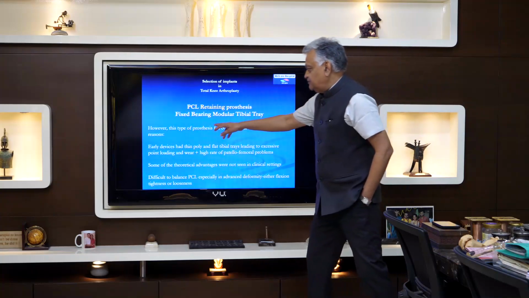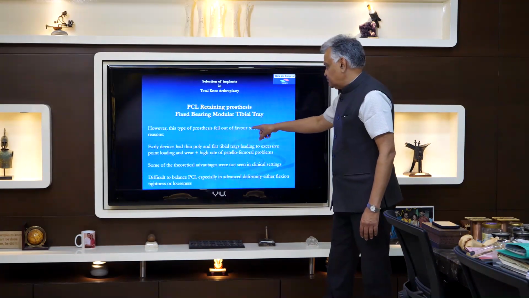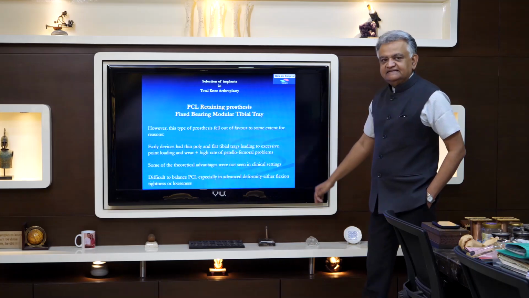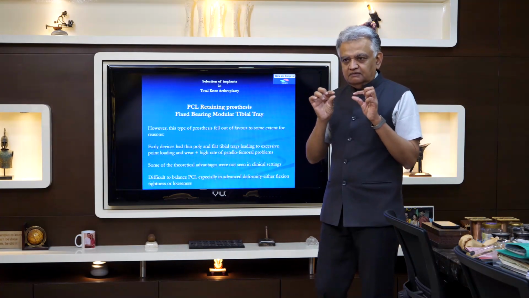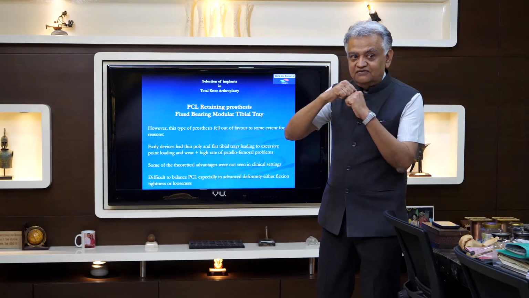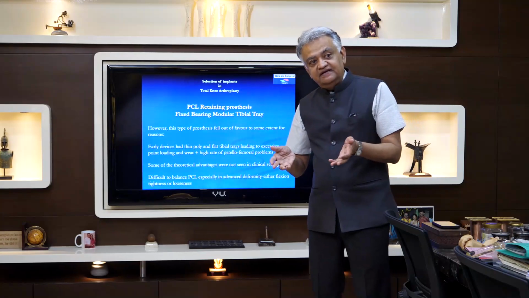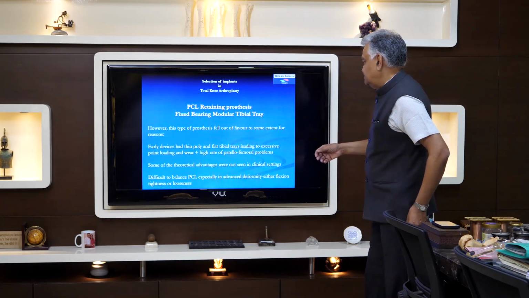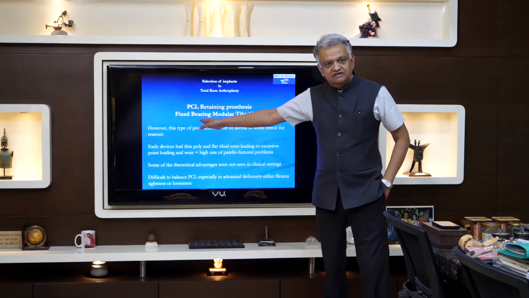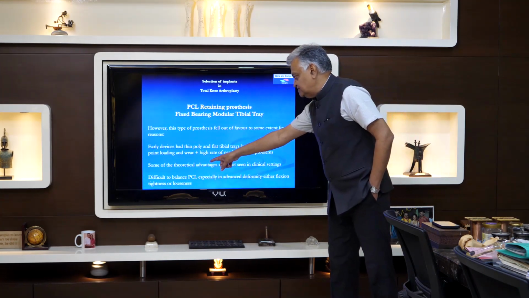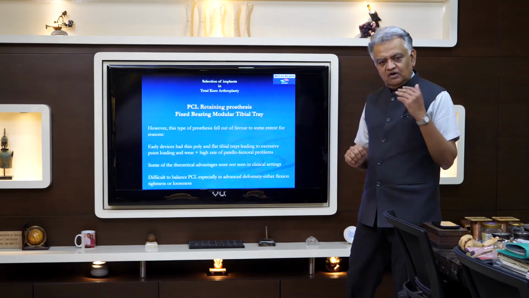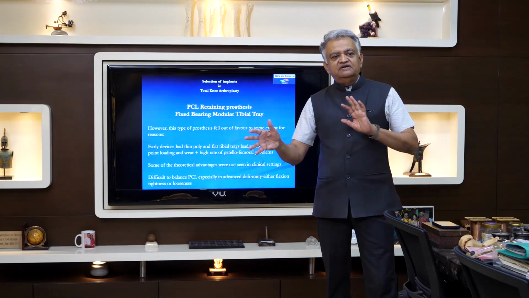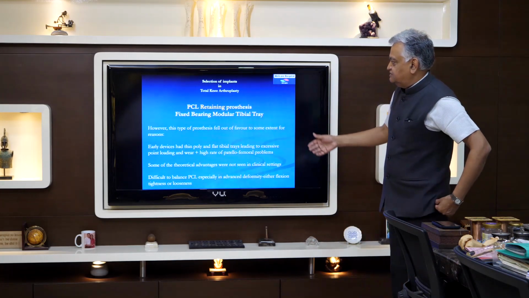Fixed bearing. However, this type of prosthesis, despite all those arguments in its favor, fell out of favor to some extent for reasons such as early device problems. I told you that the early devices had problems. They were very thin tibial bodies, and if your PCL becomes tight in flexion, it will generate pressure on the poly, and so they started failing. The PCL retaining implants showed a higher rate of plastic wear and plastic breakage. Some of the theoretical advantages which we discussed just now were not seen in actual clinical settings, and it was difficult to balance the PCL, especially in advanced deformities or even in not advanced deformities. And there's a different lecture that I have in which I'm debating the PCL retaining versus sacrificing, and I will talk about it when we reach that. Next please.